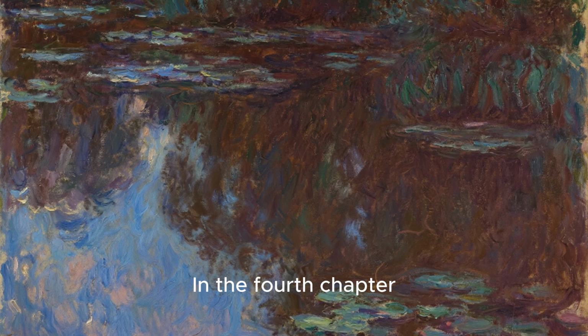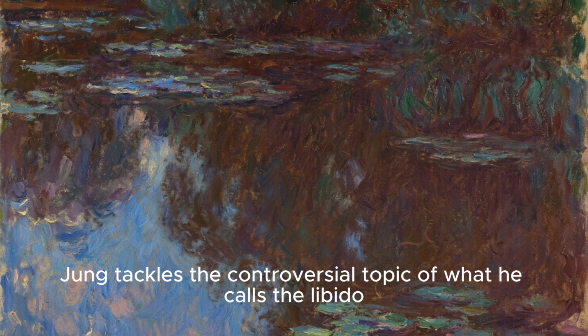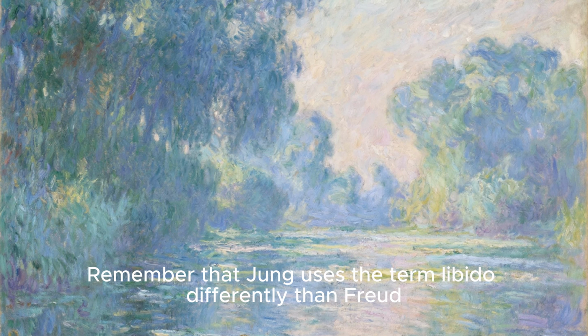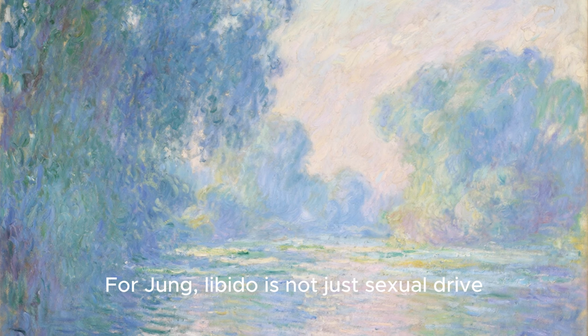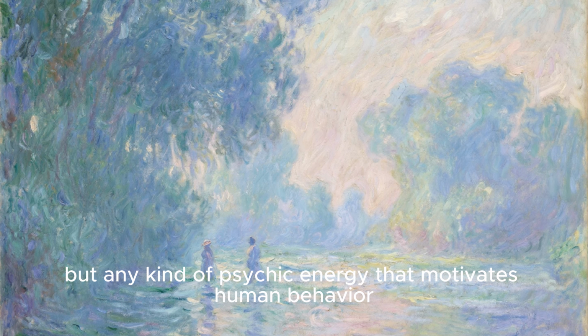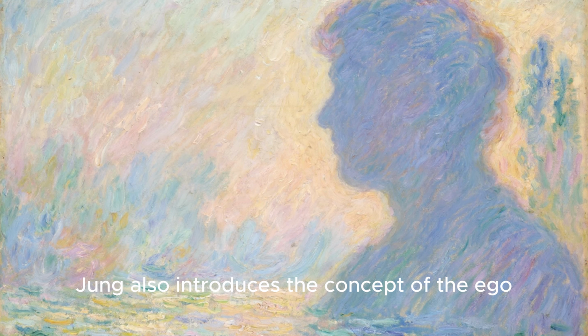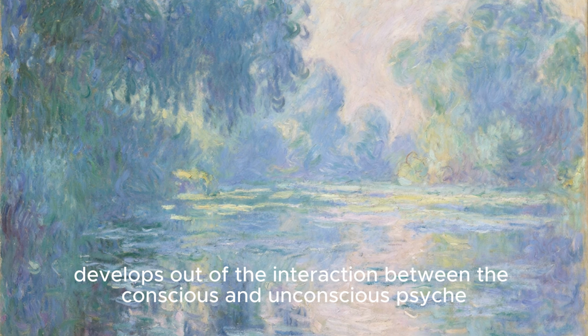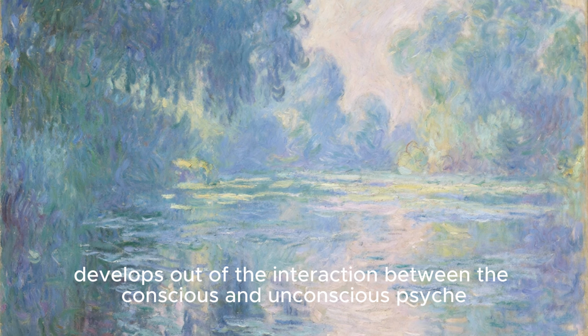In the fourth chapter, Jung tackles the controversial topic of what he calls the libido. Remember that Jung uses the term libido differently than Freud. For Jung, libido is not just sexual drive, but any kind of psychic energy that motivates human behavior. Jung also introduces the concept of the ego, which is the conscious personality that develops out of the interaction between the conscious and unconscious psyche.